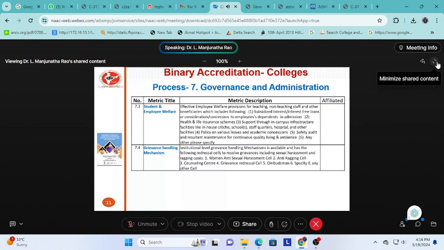So wherever in whichever metrics the cross symbol is not there, it is applicable for both autonomous colleges and affiliated colleges. Grievance handling mechanism.